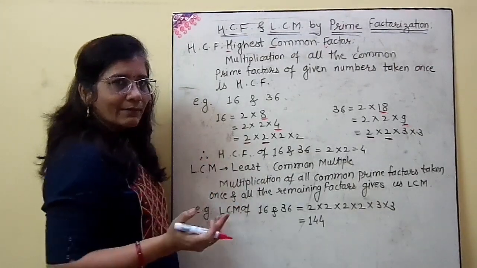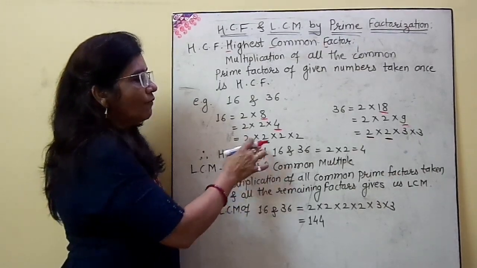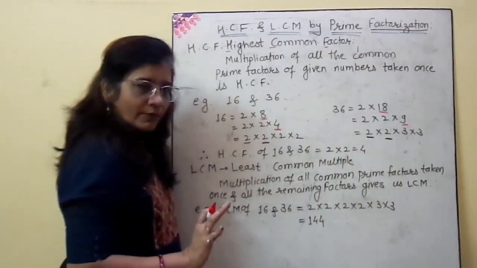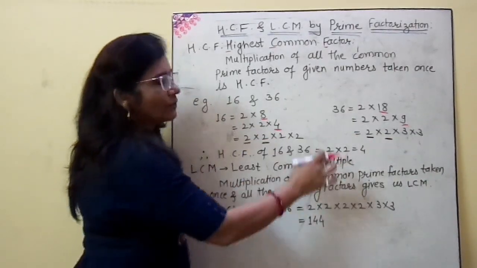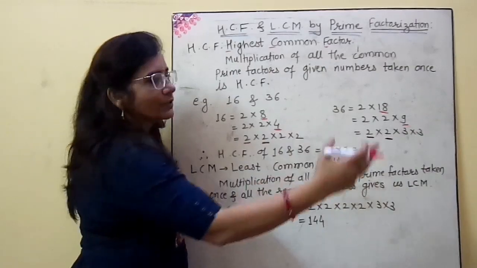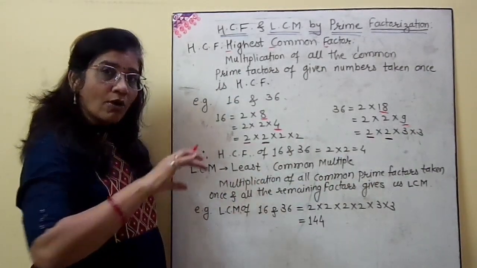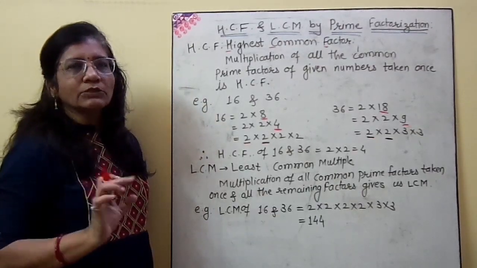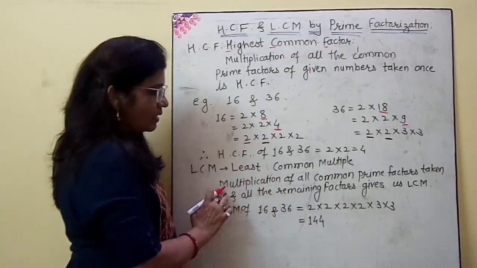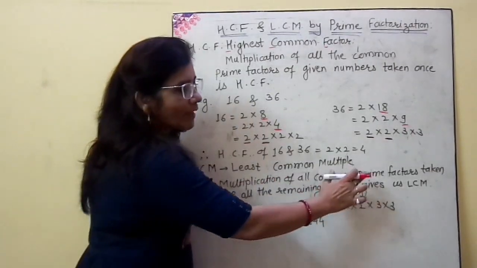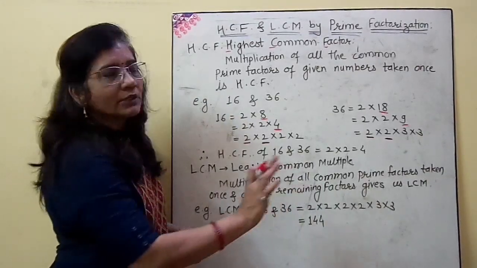Now what is LCM? Least common multiple. We have to do the prime factorization of the given numbers. We have to collect the common factors first and write them once, and all the remaining factors we also write once. The multiplication of all these factors will be the least common multiple. So LCM is the multiplication of all common prime factors taken once and all the remaining factors.